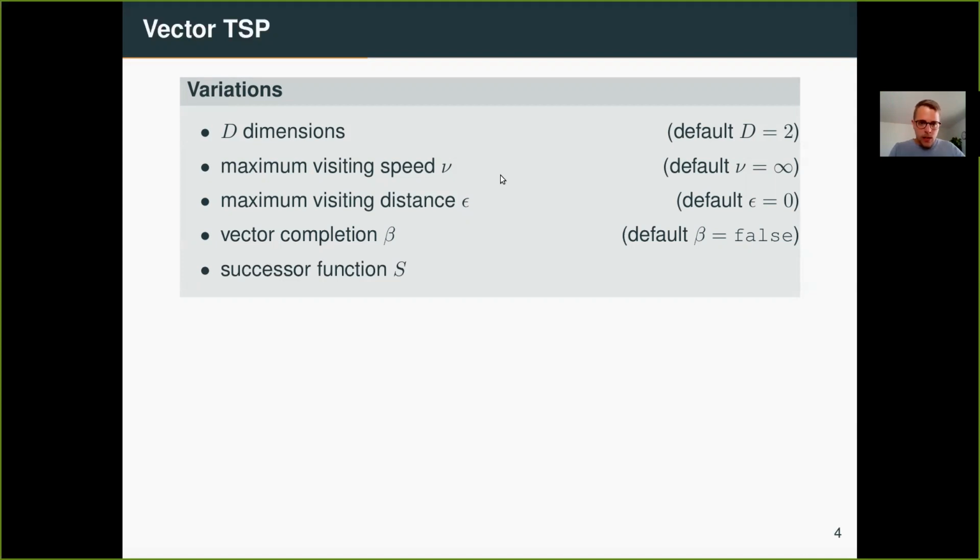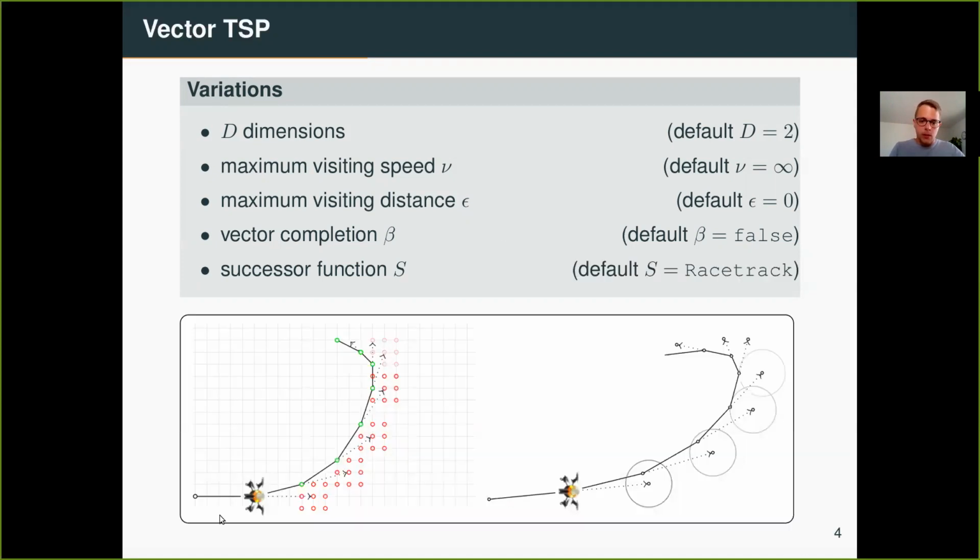And last but not least, you might consider other successor functions. For example, we considered as a default successor function the racetrack successor function, which is to the left here, which I presented in the game. But you can also consider maybe only 5 successors instead of the usual 9 in racetrack. Or you might want to add to these successors, so maybe 13 or 21 successors. Or on the other hand, you might want to consider a continuous space of successors, such as shown here on the right.